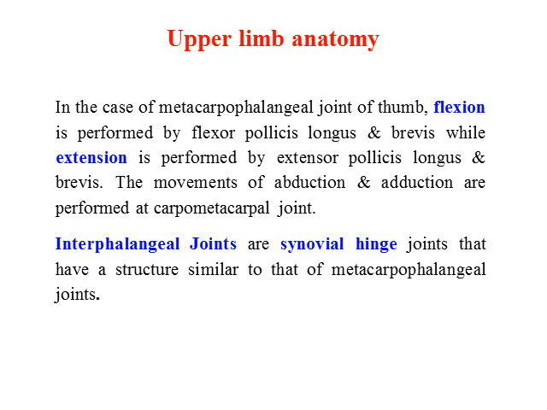In case of the metacarpophalangeal joint of the thumb, flexion is performed by flexor pollicis longus and brevis, while extension is performed by extensor pollicis longus and brevis. The movements of flexion and adduction are performed at the level of the carpometacarpal joint. Interphalangeal joints are synovial joints of hinge type, which permit flexion and extension.